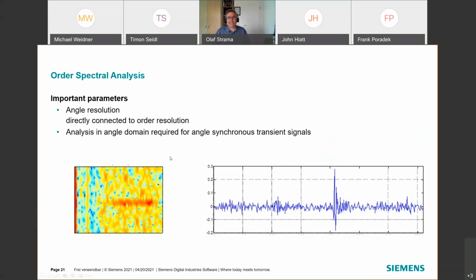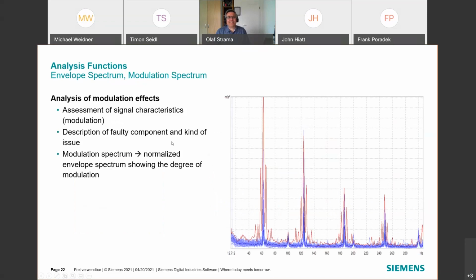Yes, and that means if we found the right way of analysis, then we can try to define a metric. This is not always angle domain analysis or frequency or order analysis. It could also be something special like an envelope spectrum or a modulation spectrum, as you see here. This is quite suitable, as the name implies, to assess modulations that could happen. Sometimes it's more suitable than the sideband analysis.